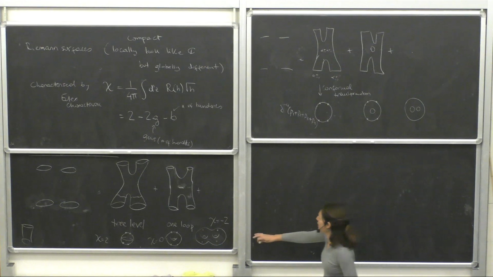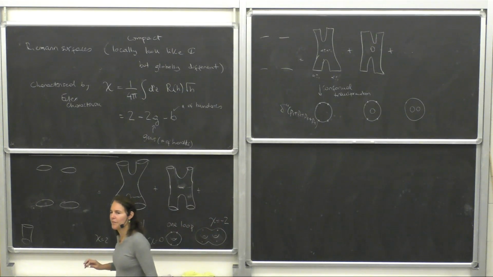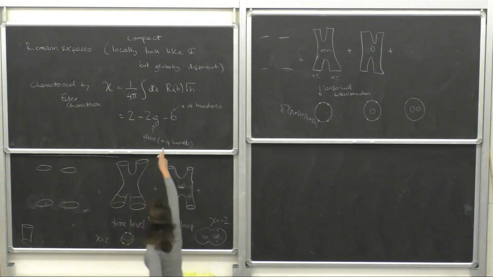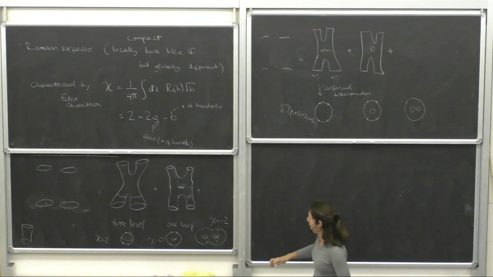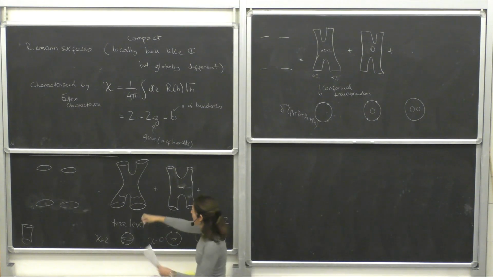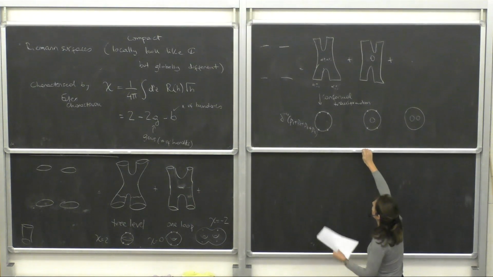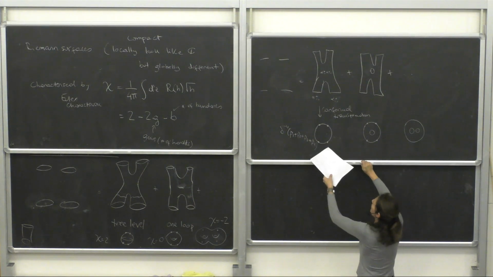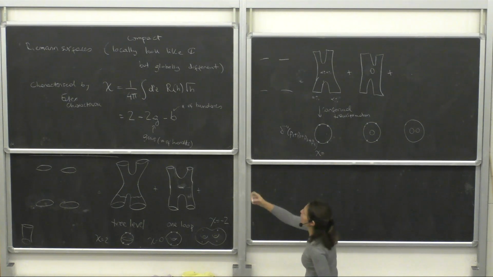No, these have no boundary. Do you mean this boundary here? In the closed strings, this worldsheet has no boundary. It's in the open strings that there is a boundary. So this has no handles, but it has one boundary. So this has chi equals 1.